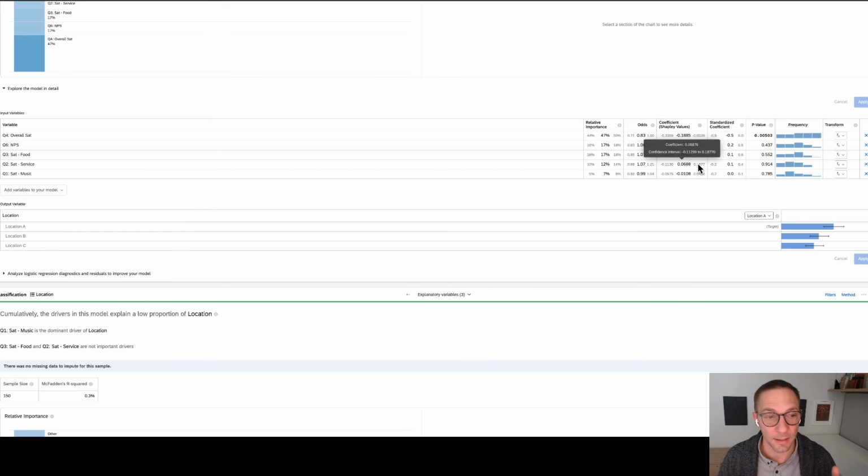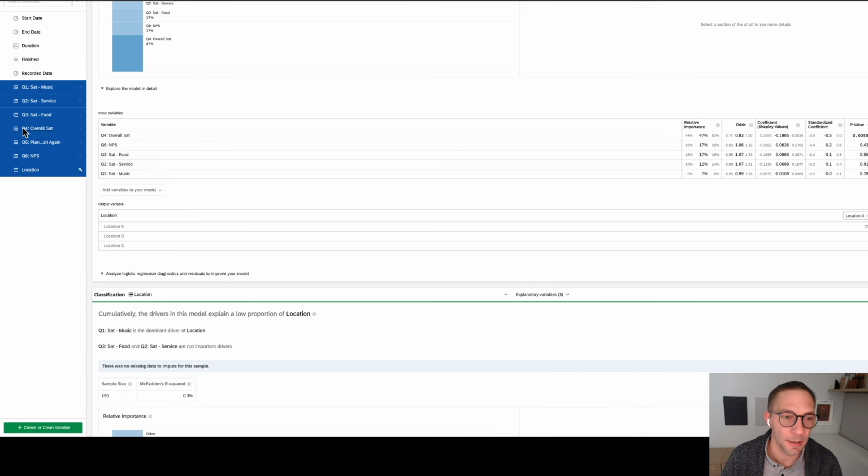Food was more likely, as that went up, to be location A. Service was more likely as it went up to be location A. Music was negative, so as music went up, it is less likely to be location A, right? But those are not significant. But that's helping you get an idea of the betas and how those are working there.